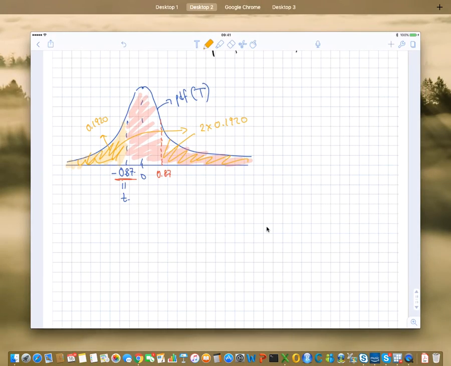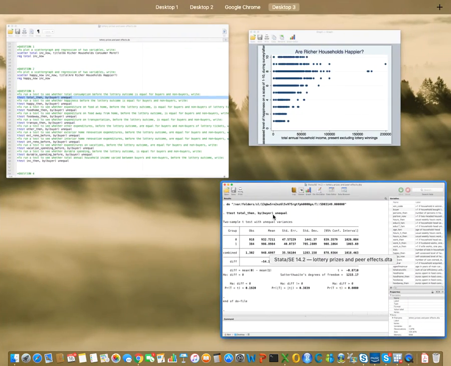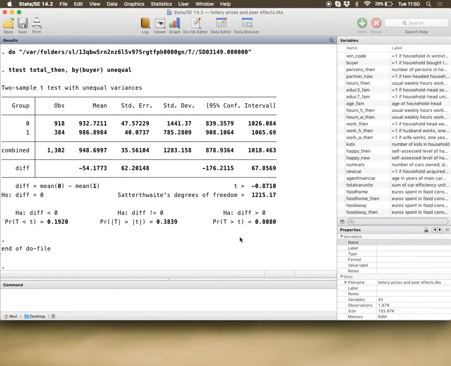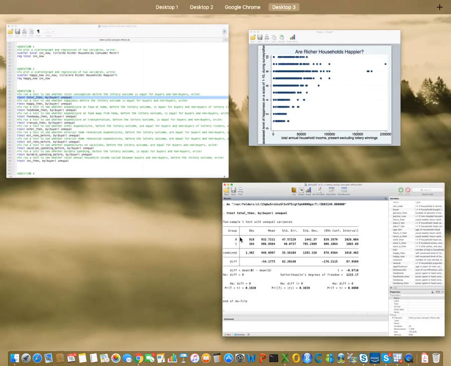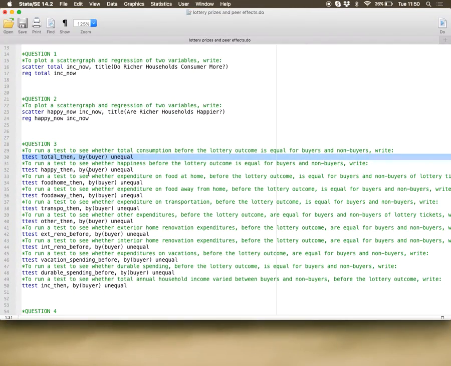Okay, so what does this test tell me in English? In English, this test tells me that it seems like these groups of buyers of lotteries and non-buyers of lotteries did not differ in their spending pattern. Okay, at least at even a 10% significance level. Okay, let's look at the next one. Let's try and do the same thing, but for happiness.